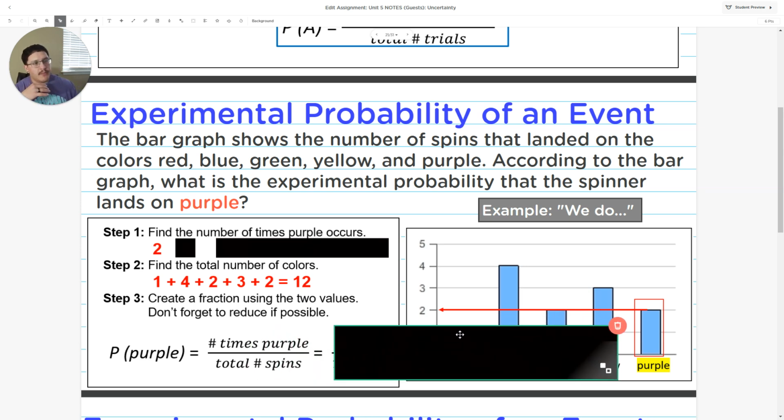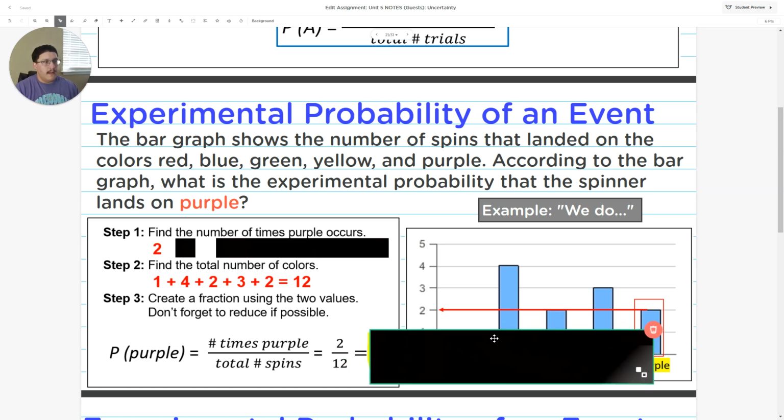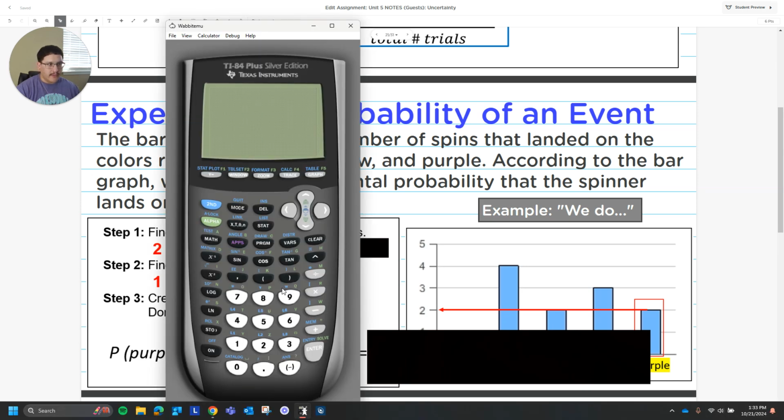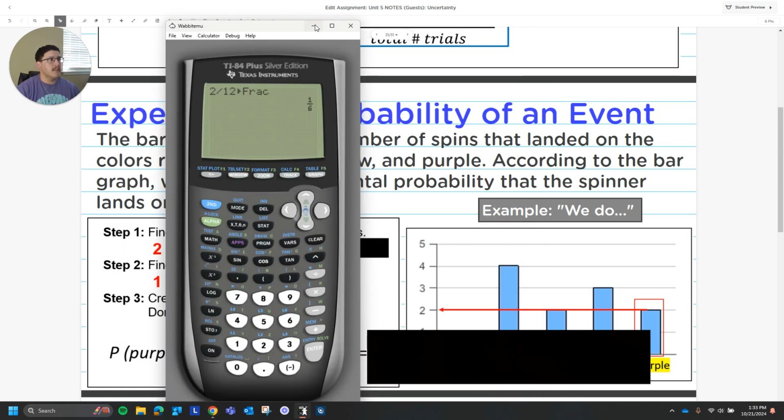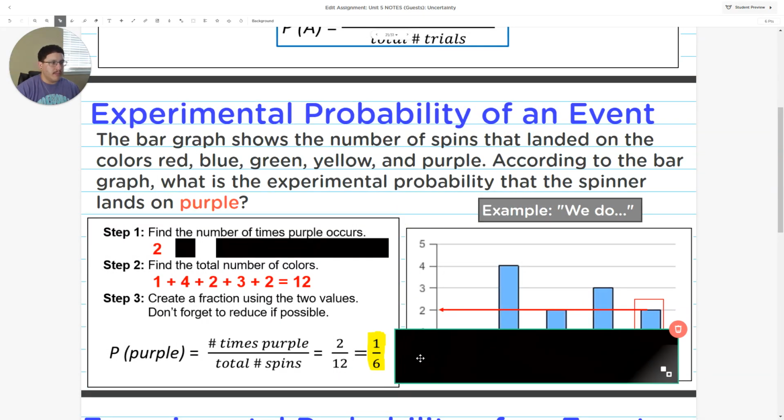So number of times that you spin on purple versus the total number of times. 2 out of the 12 times it landed on purple. Type it into your calculator to determine if it reduces. 2 divided by 12. Math, enter. 1 out of 6. Or if you use Desmos, 2 divided by 12, click the little circle, and we get the same answer, 1 divided by 6. Which means our reduced probability for this experiment is 1 out of 6.